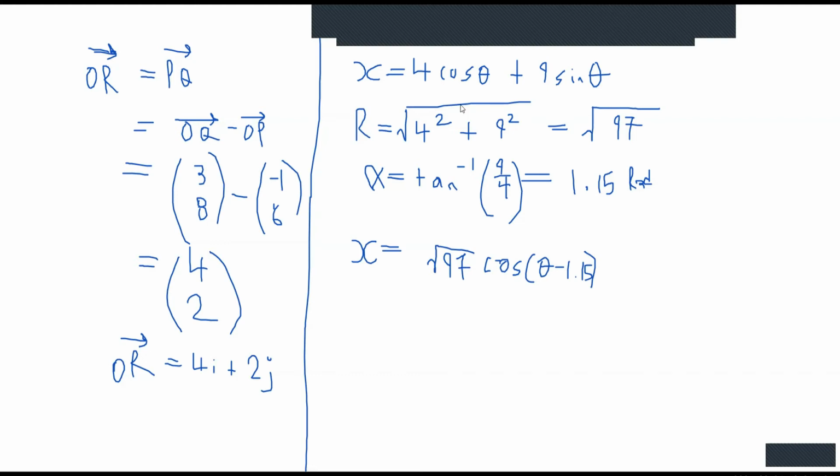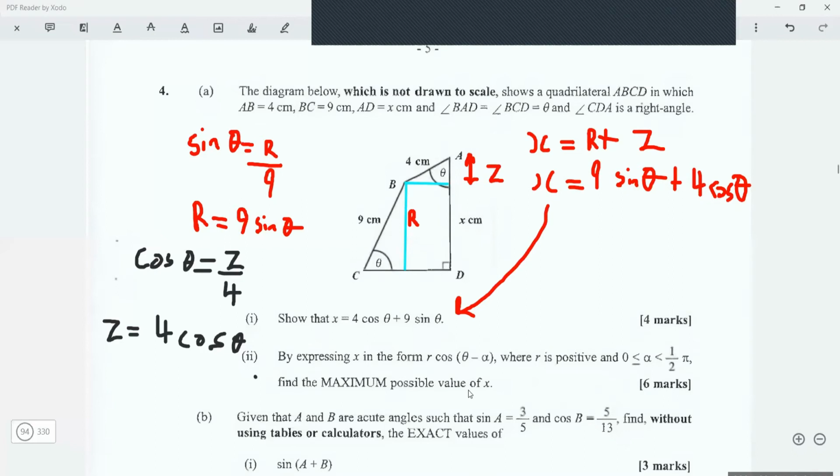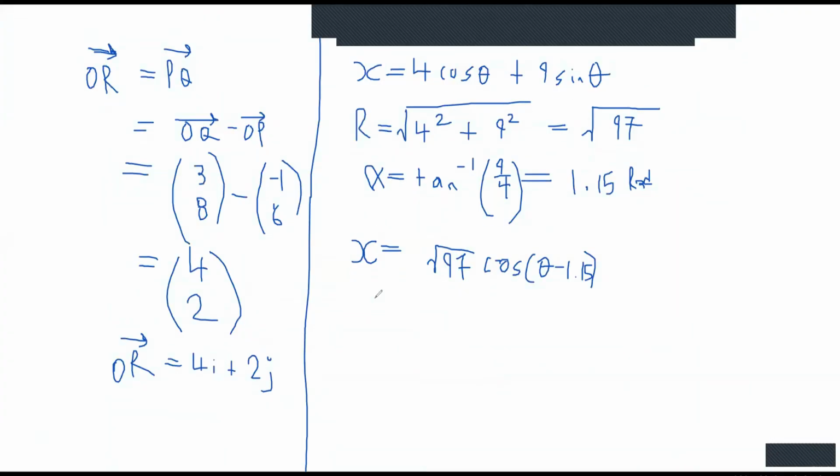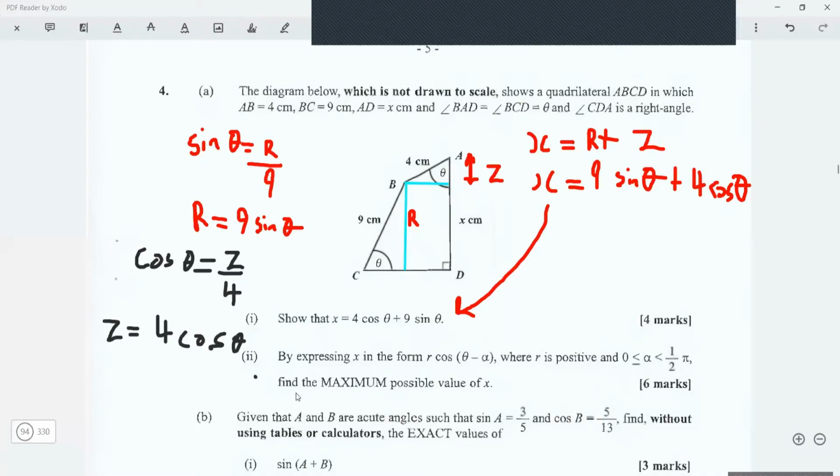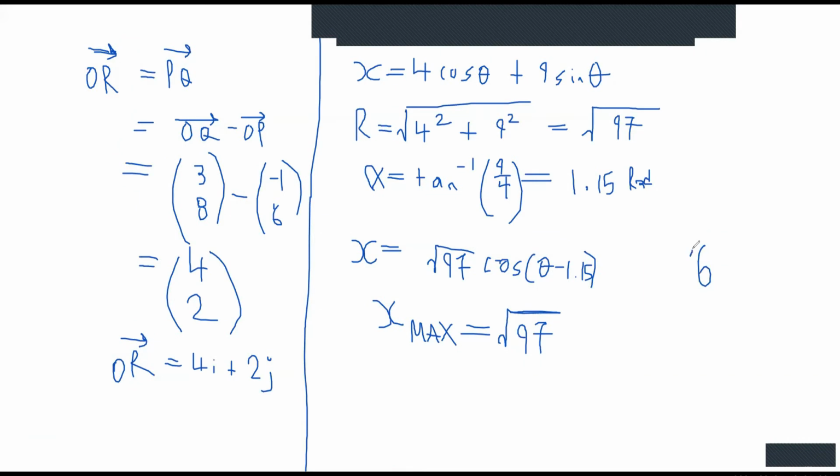Then it asked us to do something else. They said find the maximum value of x. What's the maximum value of x? The value of r. So x max is just root 97. That's the maximum value of x. That's literally it. Did they ask for the value of theta for which it's maximum? No, that's it. Imagine they're literally giving you 6 marks to do nothing. Yeah, man, we'll take this any day of the week.